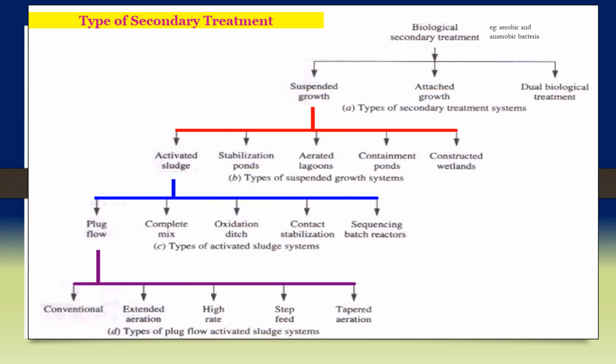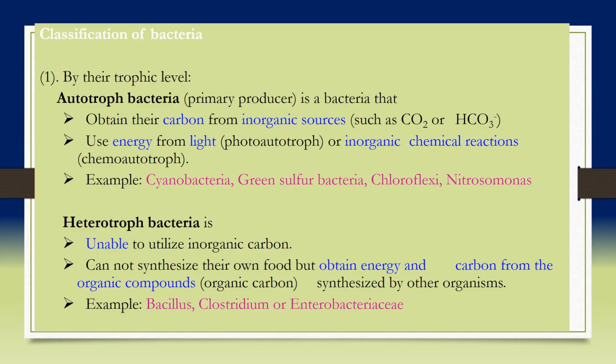So dalam biological secondary treatment ada tiga types of process system, which is suspended growth, attached growth, and dual biological treatment. This dual biological treatment is combined between suspended growth and attached growth, but we will focus more on the suspended growth and attached growth in this chapter.